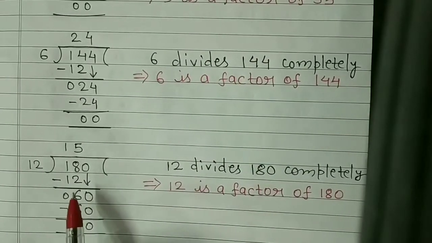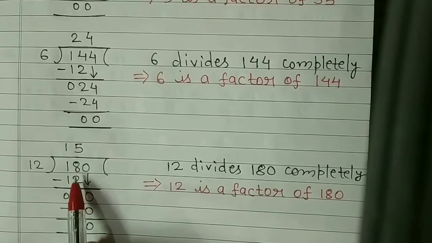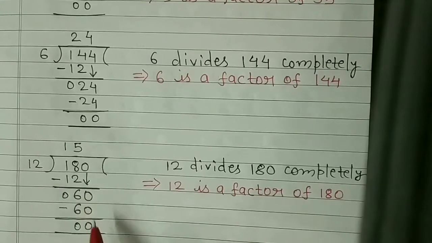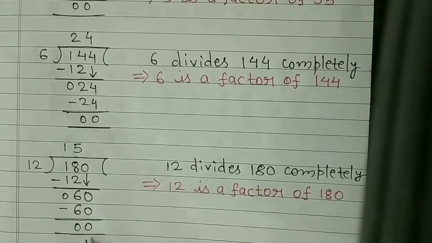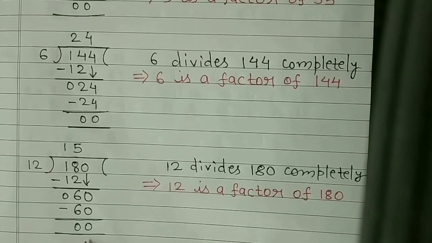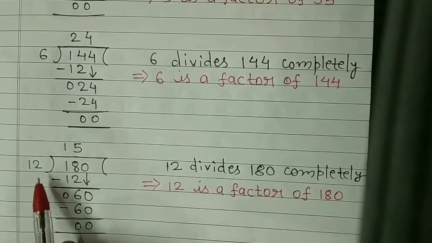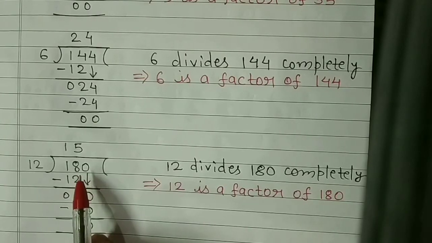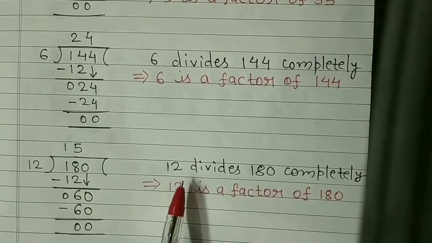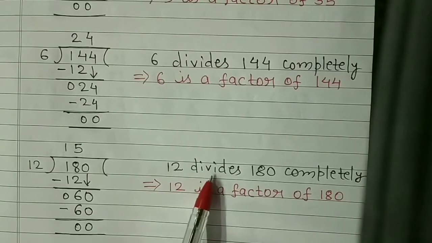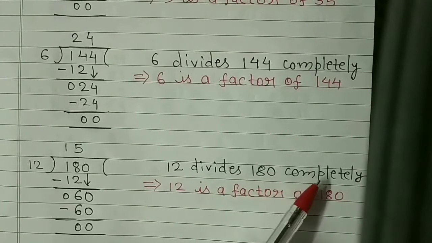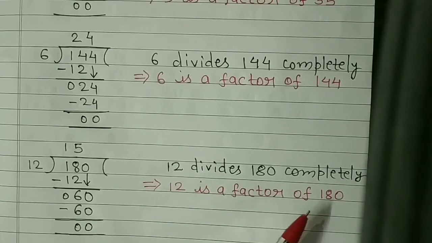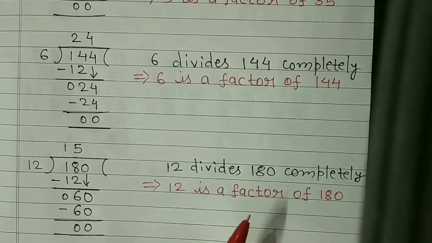Now, here I have divided 180 by this 12. And here also we can see the remainder will come 0. So we can say that this 12 divides this 180 completely. So, here I have written 12 divides 180 completely. So, 12 is a factor of 180. Understood?